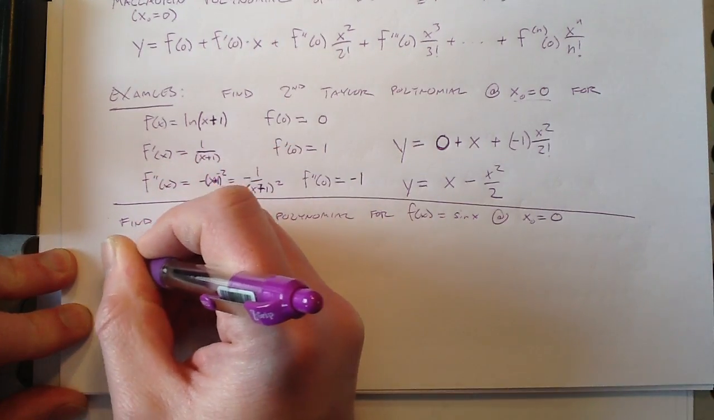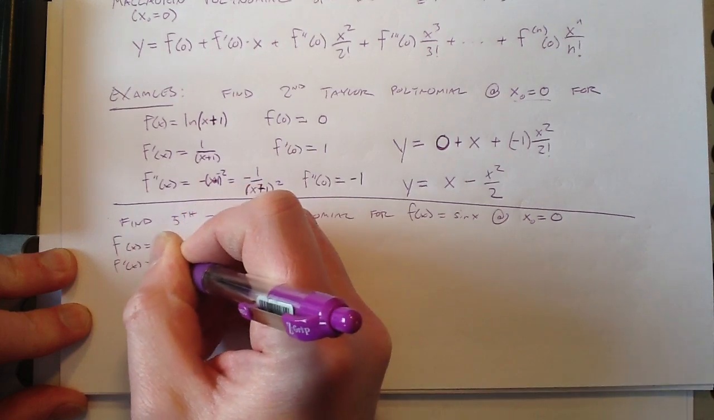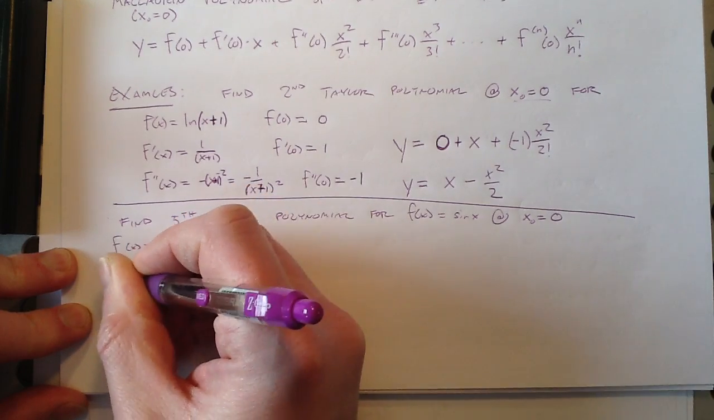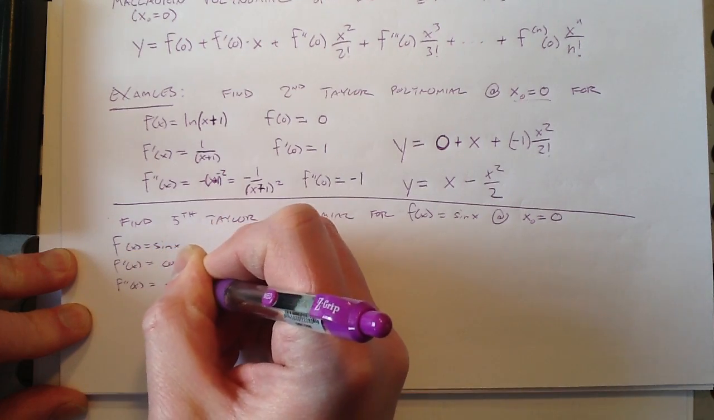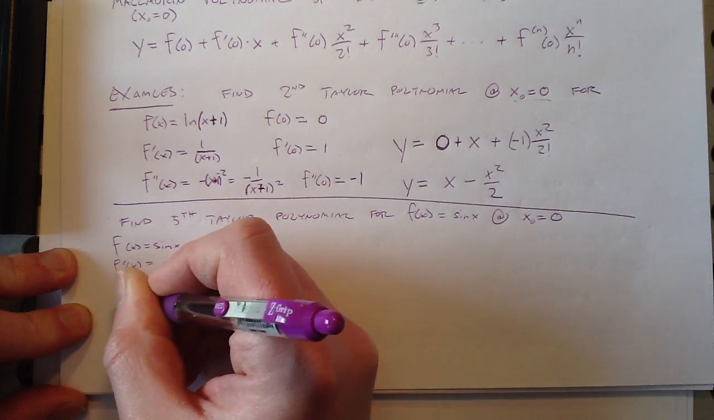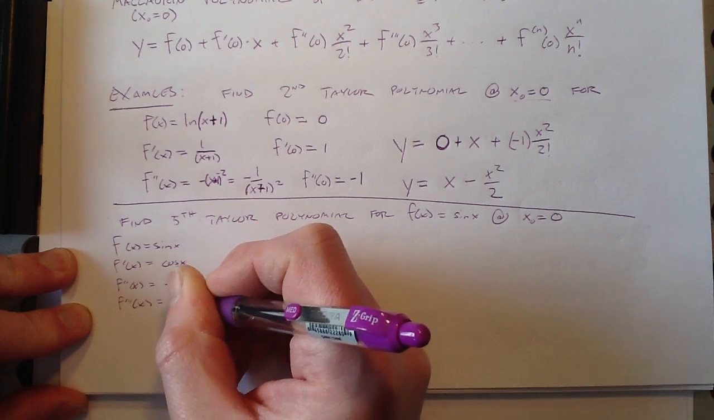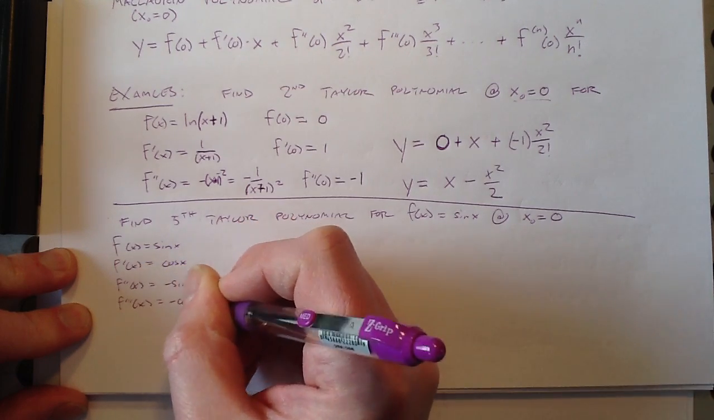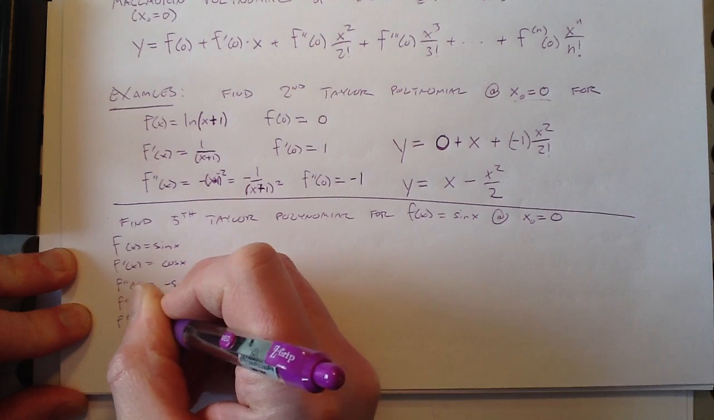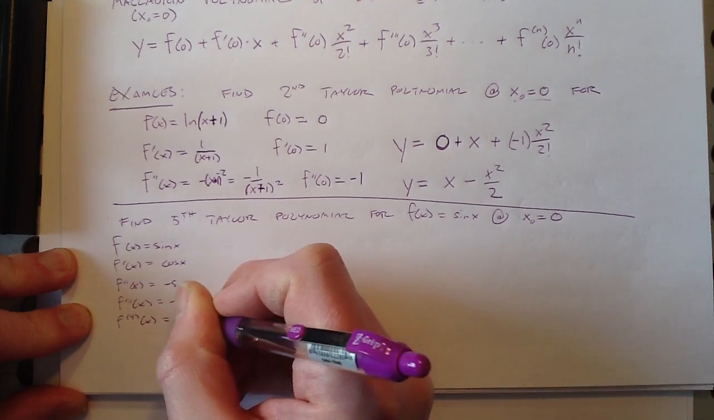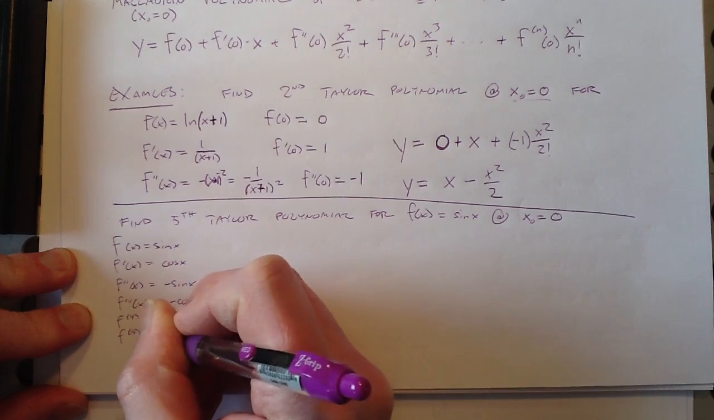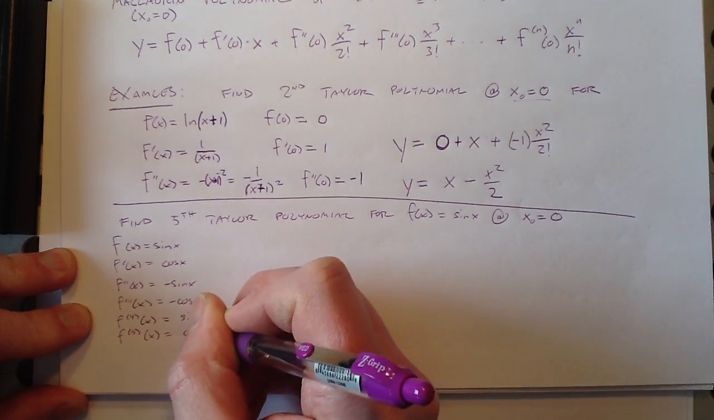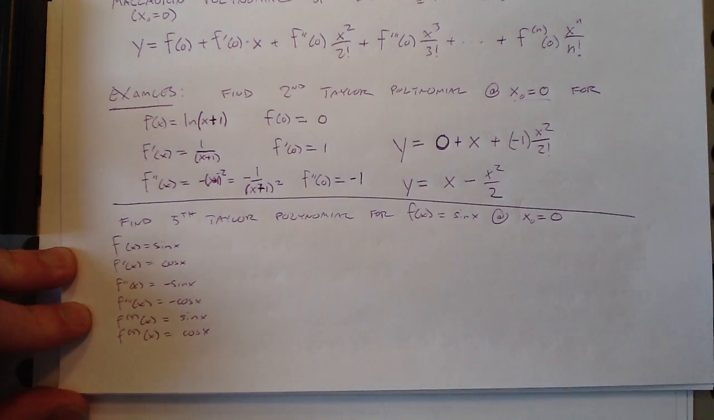The first derivative is cosine x. The second derivative is negative sine x. The third derivative is negative cosine x. The fourth derivative is back to sine x again, and the fifth derivative is cosine x again. So that was easy enough.